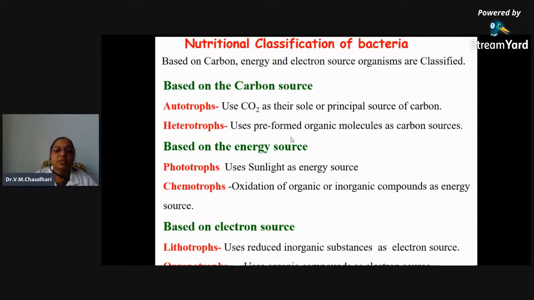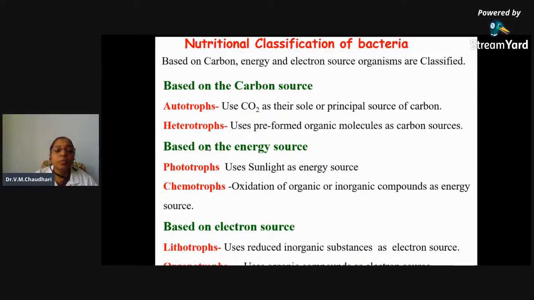Besides this classification, organisms are again classified as photoautotrophs, photoheterotrophs, chemoautotrophs, chemoheterotrophs. There are some organisms which are autotrophic in nature and phototrophs also. But there are some organisms which are autotrophic in nature, but are chemotrophs, that is, they utilize the energy from organic compounds.